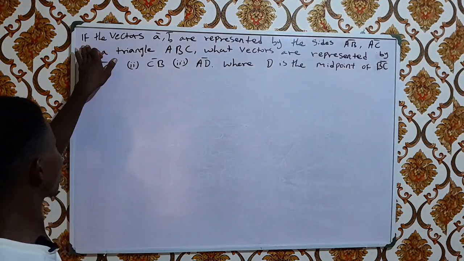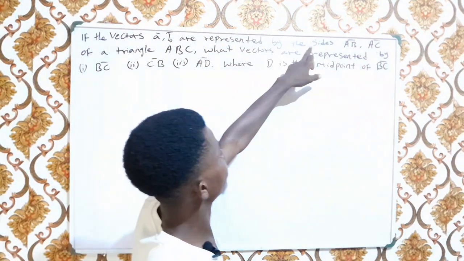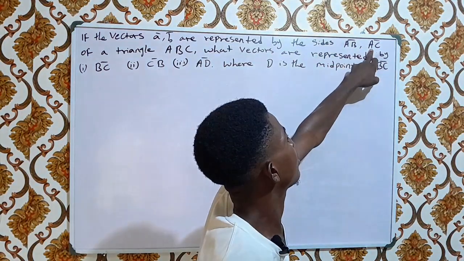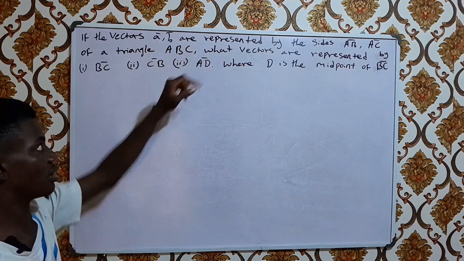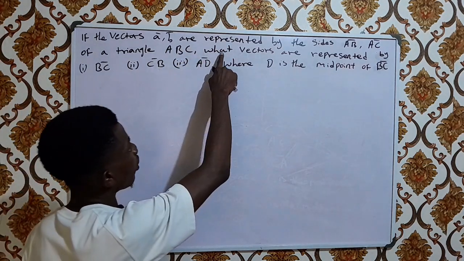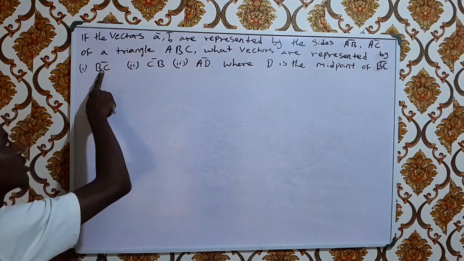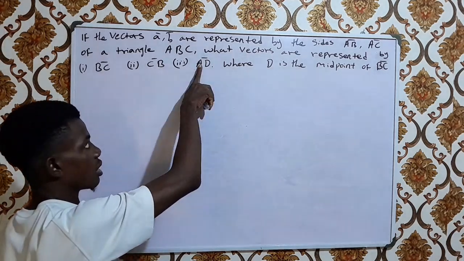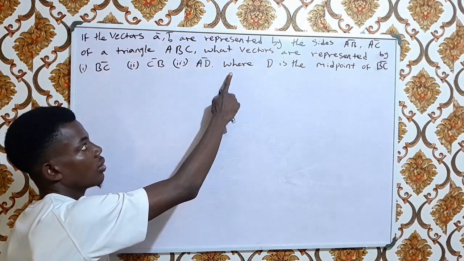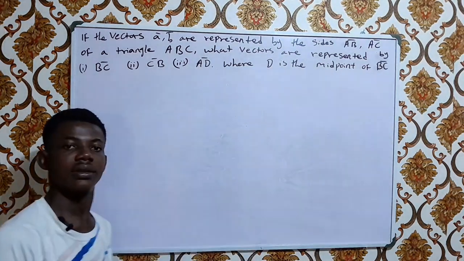In this example, if the vectors a and b are represented by the sides AB and AC of a triangle ABC, what vectors are represented by BC, CB, and AD, where D is the midpoint of BC?